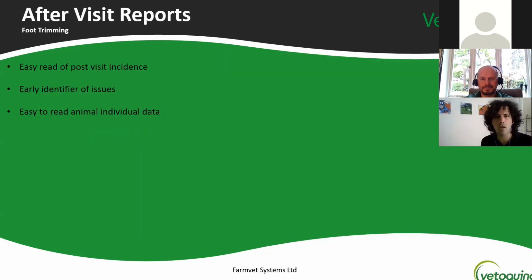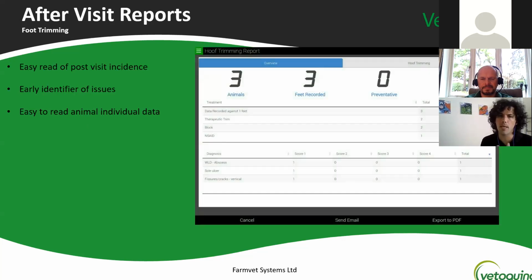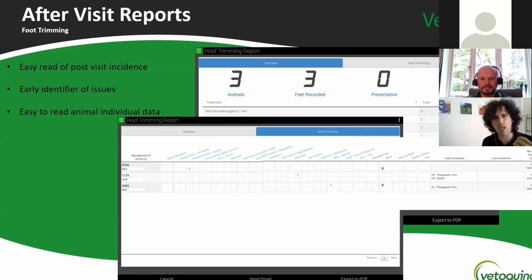On the foot trimming, we again have a simple report of the data that we have, easy to identify the issues, to see if we have a high increase of white line, sole ulcer, and we have easy to read individual animal data that shows the data.